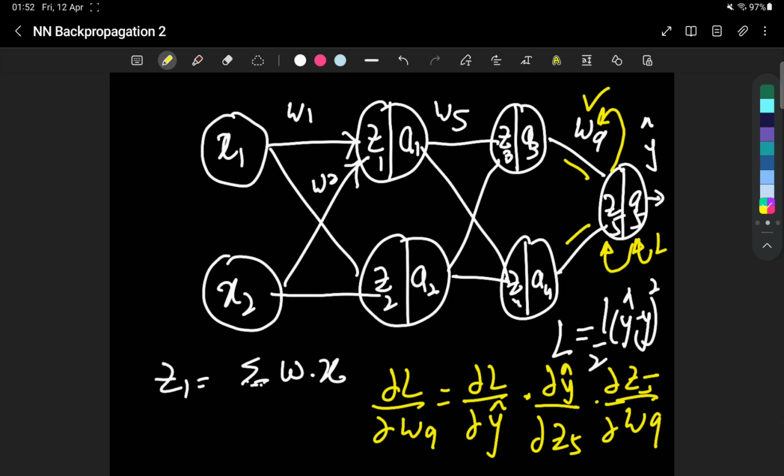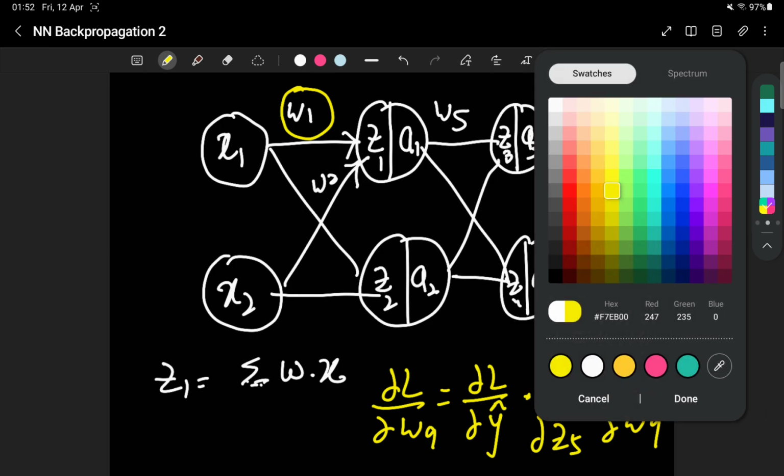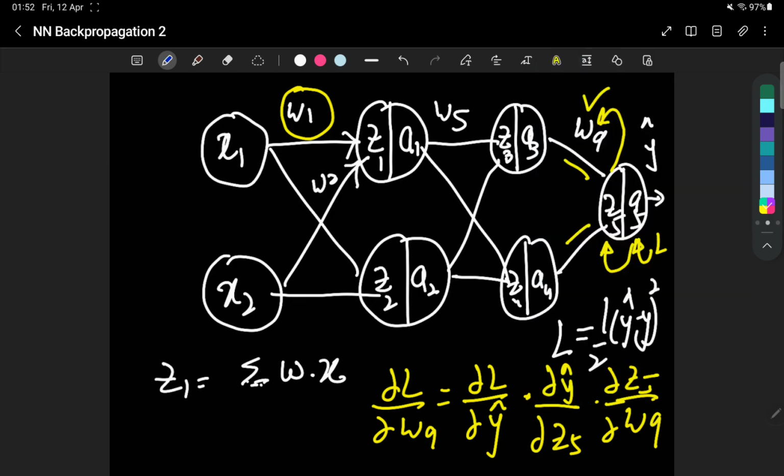ठीक है, अगर मुझे W1 का फॉर एग्ज़ाम्पल पार्शियल डेरिवेटिव लेना है, तो विद रिस्पेक्ट टू द लॉस फंक्शन, तो उस केस में मेरे पास जो पार्शियल डेरिवेटिव ऑफ लॉस फंक्शन आएंगे विद रिस्पेक्ट टू W1, तो दिस इज़ व्हाट दिस वुड बी एक्चुअली डूइंग. तो W1 के लिए मुझे अगर कैलकुलेट करना है, तो it would be firstly the partial derivative of Z1 with respect to W1.